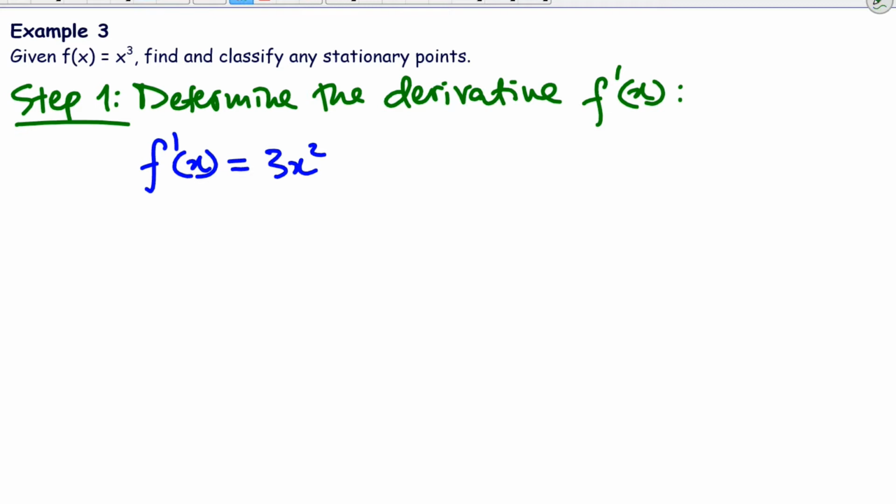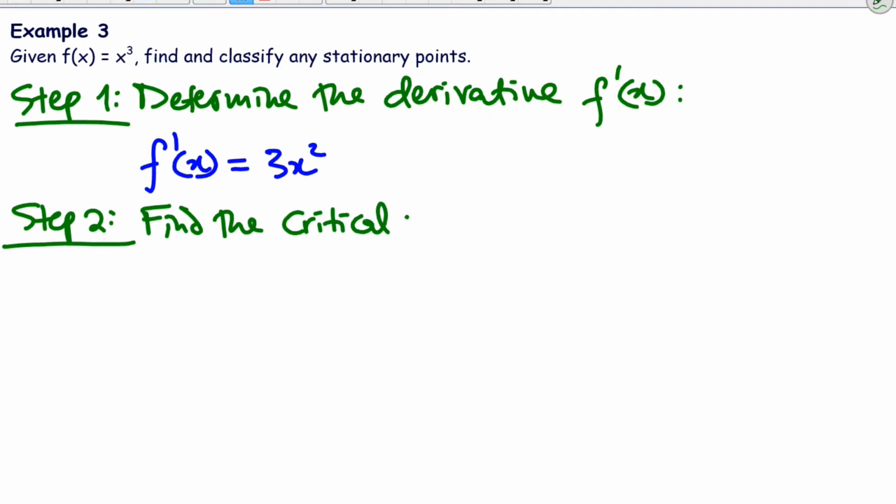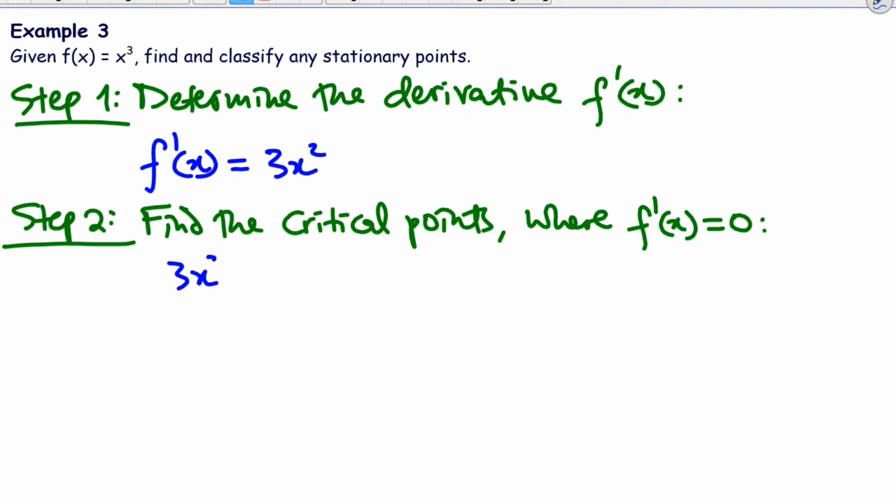Step 2, we need to find the critical points. And these are the points where f dash x equals 0. Which means we just need to equate our first derivative to 0, and x equals 0 is our critical point. We had already done that previously as well.